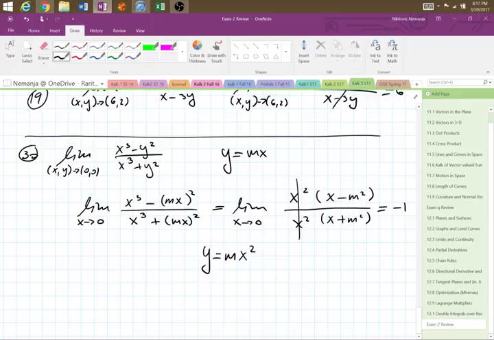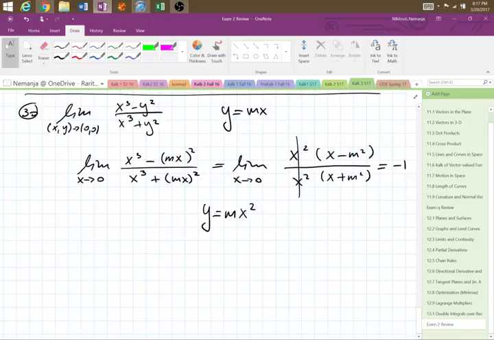Plug that in. So I'm kind of going to change these functions and play with it until I get an answer that depends on m, or I get an answer that is different than negative 1. So now I have that as a condition as well. Every next calculation must have the same negative 1, no matter what I try, if that's the limit.